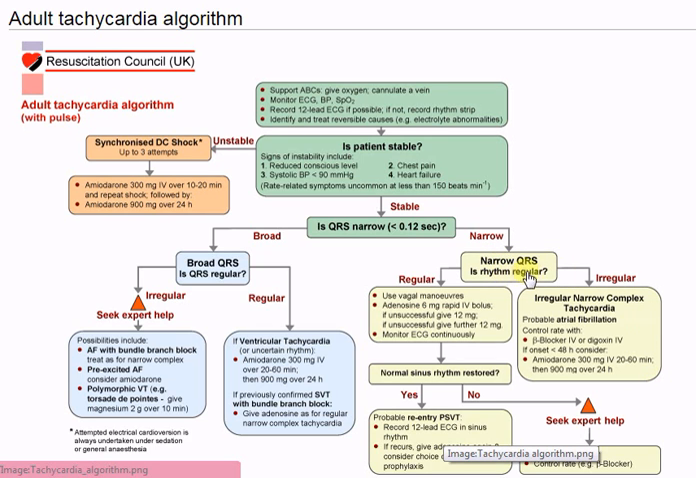But what will we do if the QRS complex is irregular? In this situation, maybe the patient has atrial fibrillation, but with a fast heartbeat. So we just need to control the rate with beta blockers or digoxin.